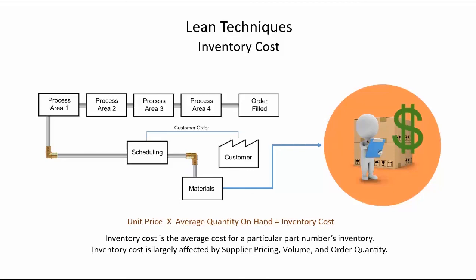Inventory cost is the average cost for a particular part number's inventory. Inventory cost is largely affected by supplier pricing, volume, and order quantity.